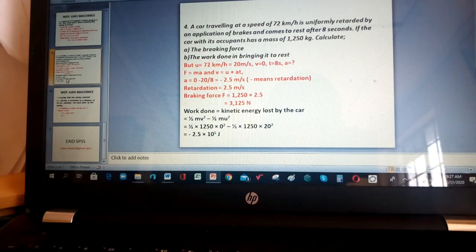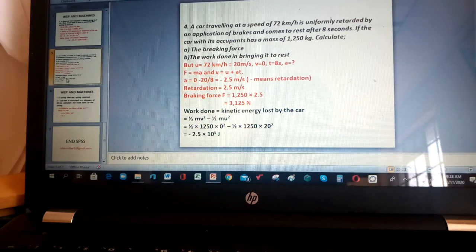Distance you will get using the equations of linear motion. You multiply by force and then you see what you will get. Okay, because you have already braking force. So I want you to do work done is equal to force times distance. Get S from the equations of linear motion. Me, I'm showing you that I can get it from energy change.